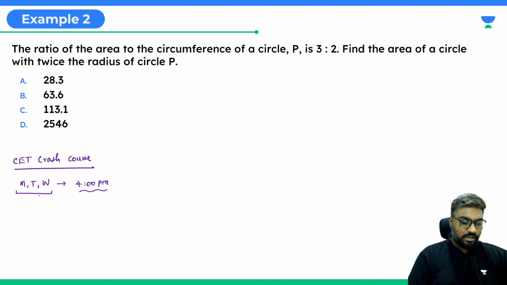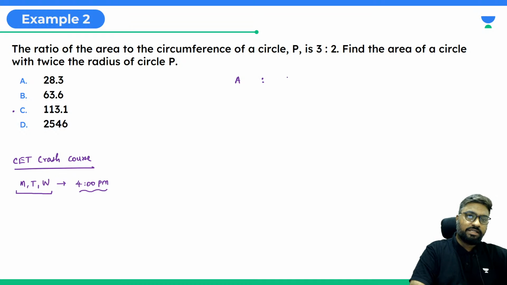Okay. Pooja and Pragya are saying C, 113.1. Aditya also says C. Very good. So what are they saying? The ratio of the area to the circumference of a circle, area to the circumference is 3:2, they are saying.